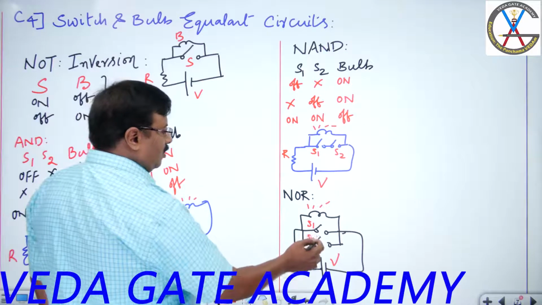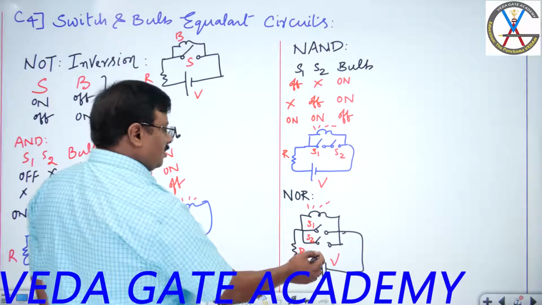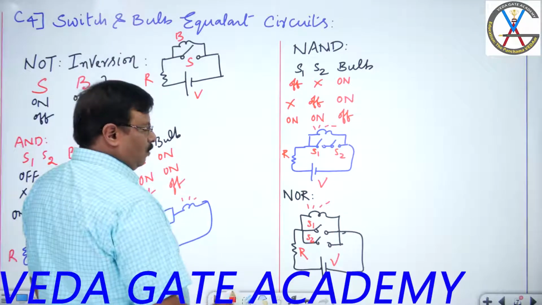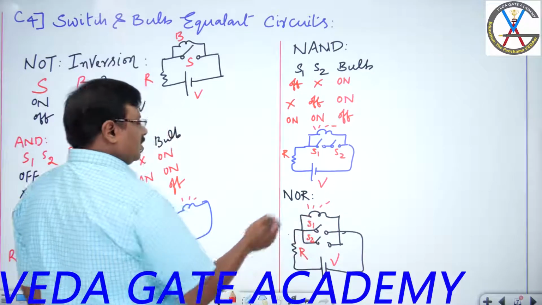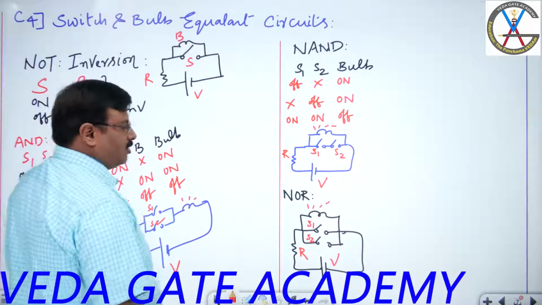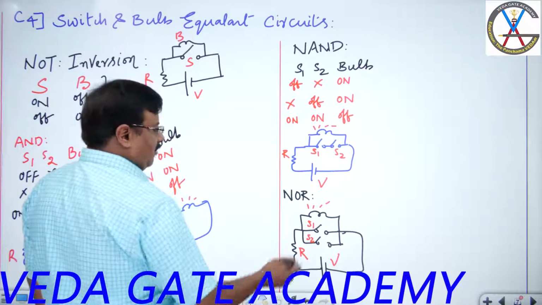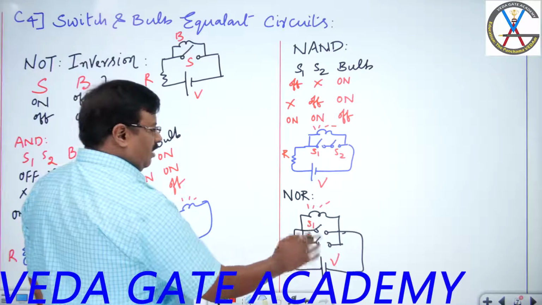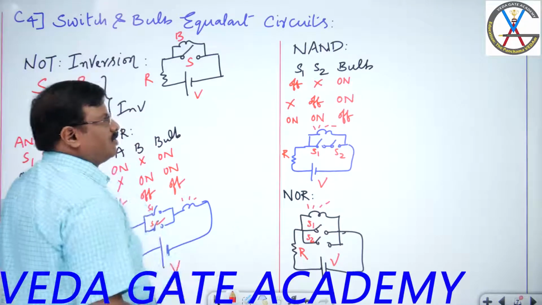Either this is on or this is on. So if any one is on, it will bypass. It will not glow. If both are off, of course it will glow. That is how the NOR relation works. I repeat again: if any one is on, the power will be bypassing. If both are off, the power will go through, the NOR relation.